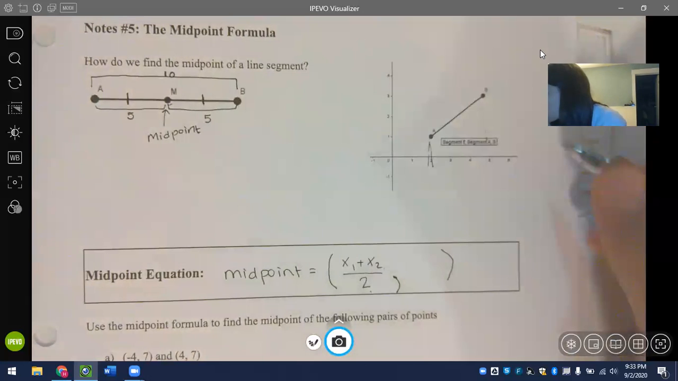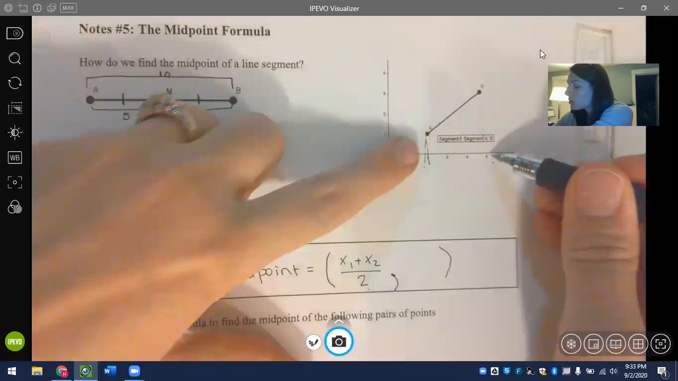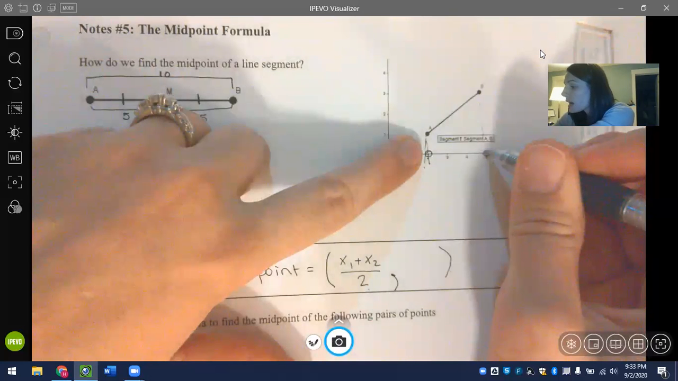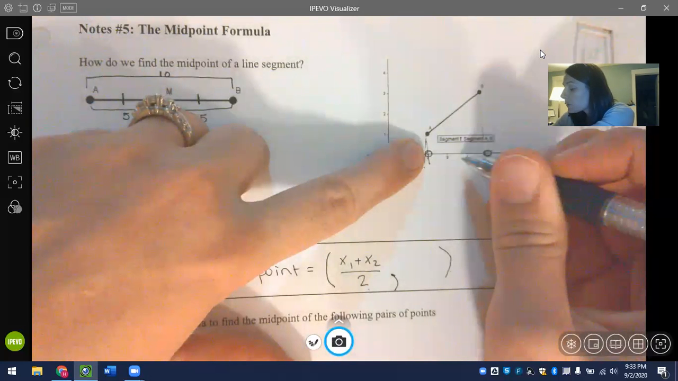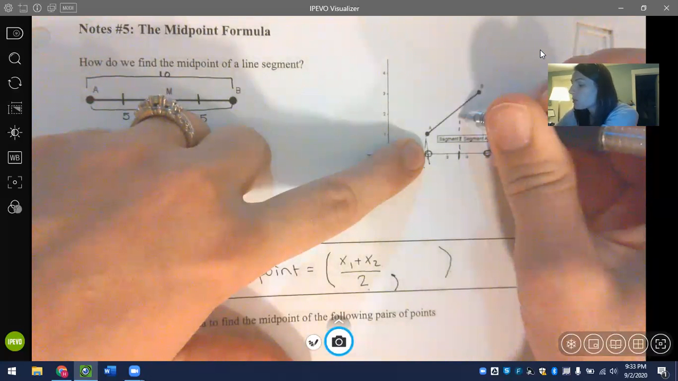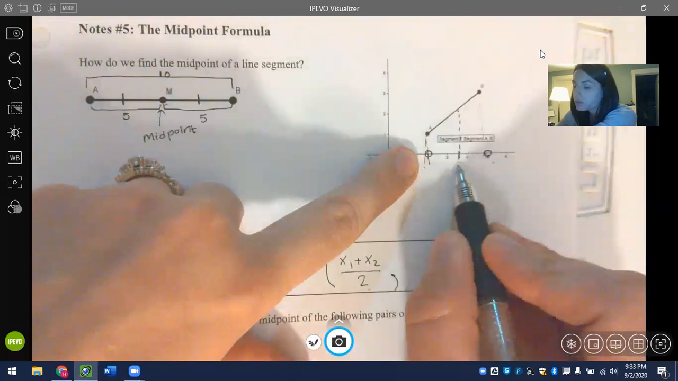So if I have 2 and I have 5, and I think about what's in the middle of 2 and 5, or if I think about down here from this x value 2 to this x value 5, right in the middle of that x value would be 3.5. So I know that the middle of my x values is 3.5 here.